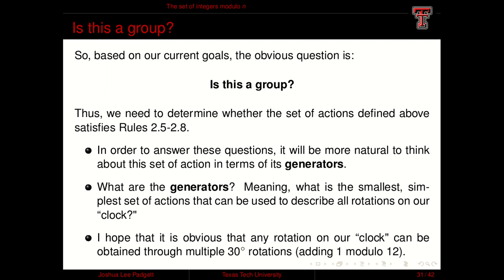And based on the way things are set up, and it hinges on the associativity of integer addition, any rotation on our clock can be attained through multiple 30-degree rotations, which is equivalent to adding the number 1 modulo 12 a bunch of times. So we have a single generator right now, which is adding 1.